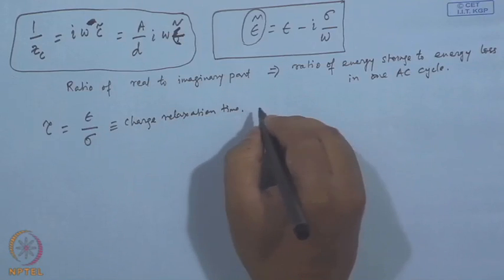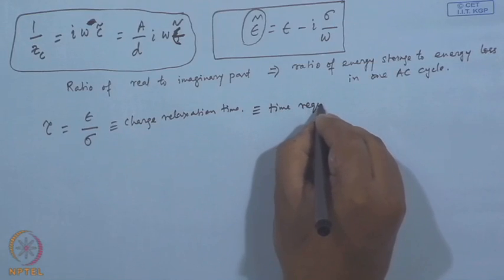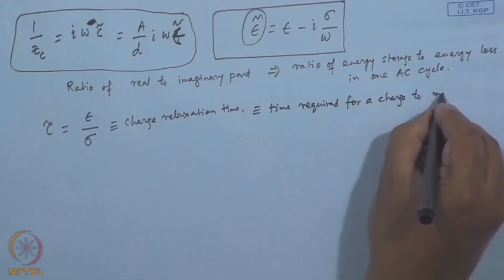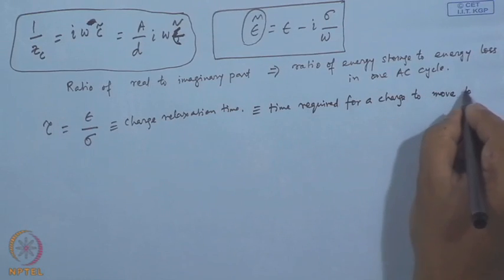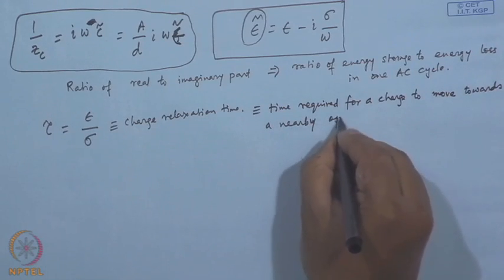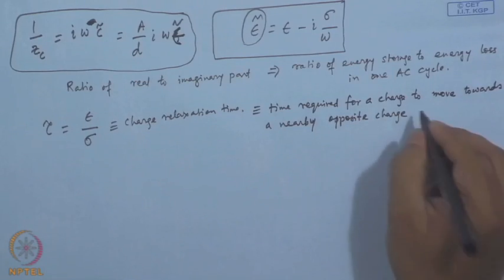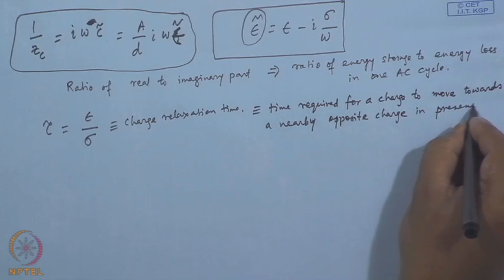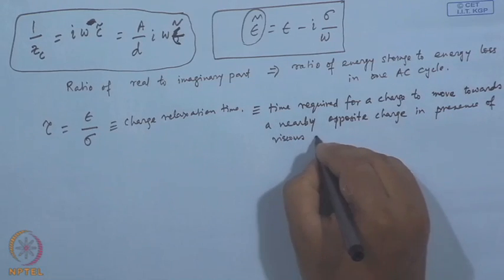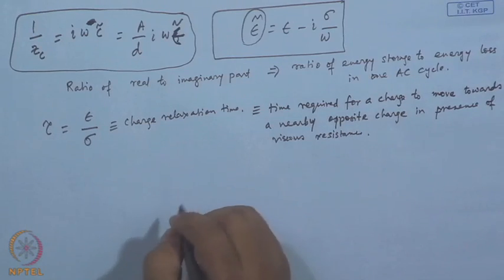so this is equivalent to the time required for a charge to move towards a nearby opposite charge in presence of viscous resistance. So, this is the relaxation time.